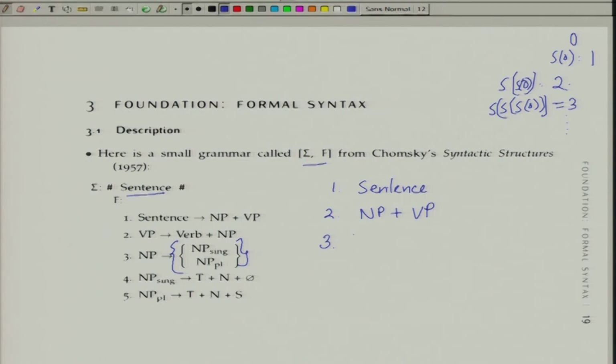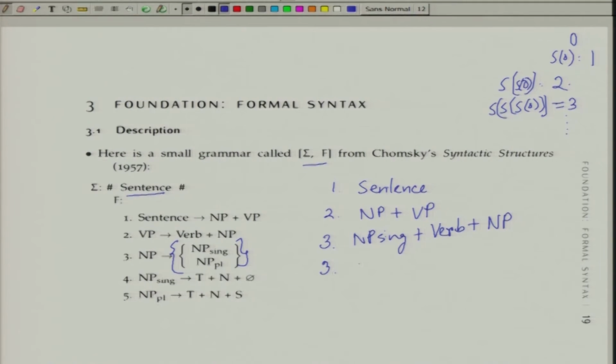So either I take NP sing. Suppose I want to take NP sing, then I rewrite NP as NP sing, and then how do I rewrite VP? I don't have any other option. VP goes to verb and NP. I rewrite it as verb plus NP, and then I once again want to rewrite this NP.